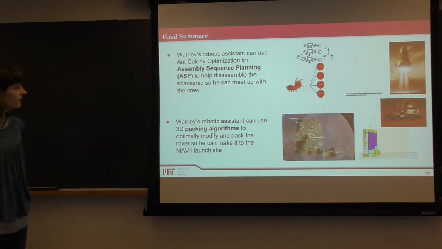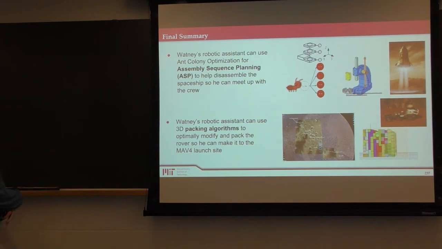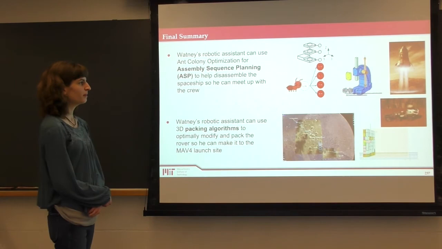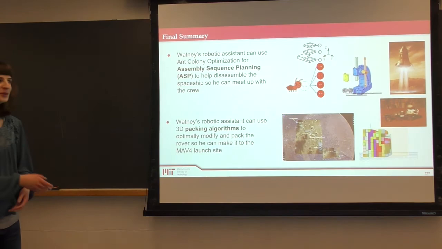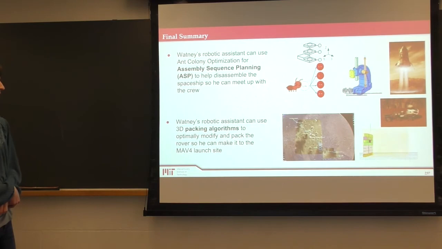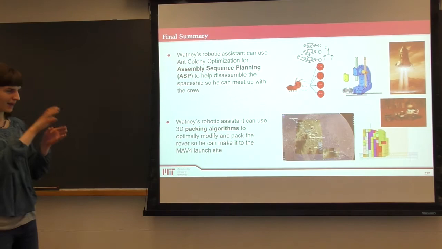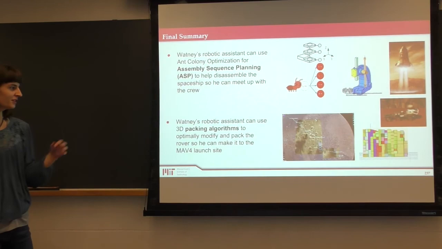So as a final summary, Mark Watney could use a robotic assistant for ant colony optimization to aid in disassembling a spaceship. Or I suppose NASA could use one and then tell them what to do. And they could use a 3D packing algorithm to optimally or near optimally modify the rover and pack the facilities he needs to survive on his 45-day voyage across Mars to reach the MAV 4 launch site.